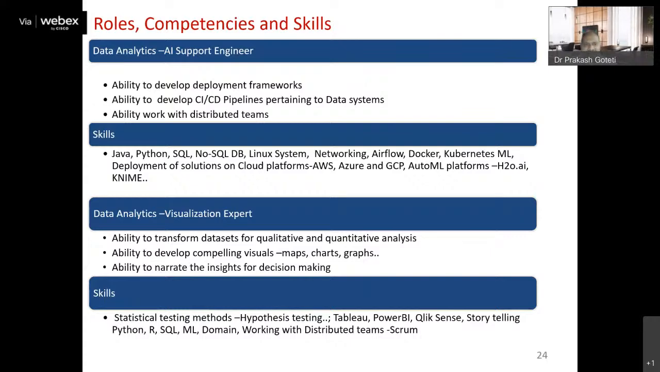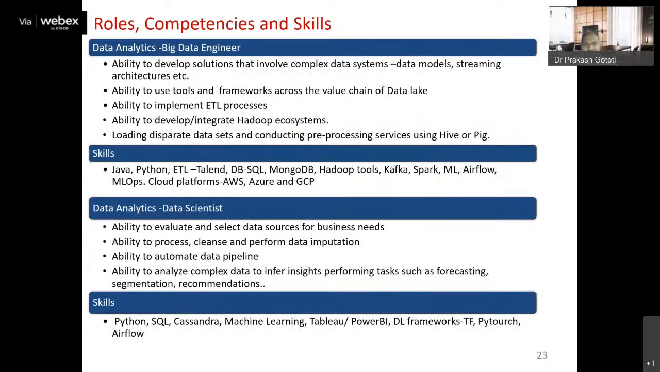Data analytics, these are the roles, right? A big data engineer, data scientist. Predominantly, if you look at skills, these are all competencies, right? Ability to develop solutions, data models, streams, etc. And ability to use different tools and frameworks for big data engineer. And ETL process implementation, integration of Hadoop ecosystem, and things like that. These are the skills. Java, Python, some ETL tool, extract, transform, load tools like Talend, etc. Some visualization tool, MongoDB, Hadoop, right?